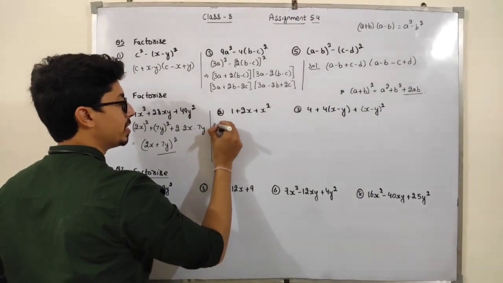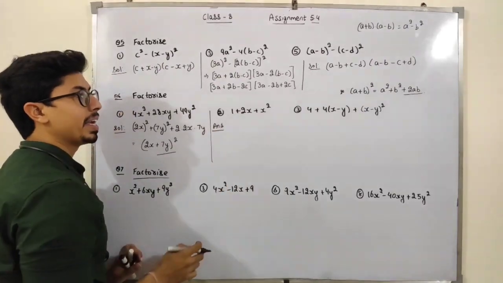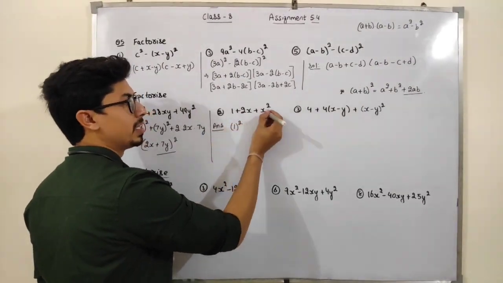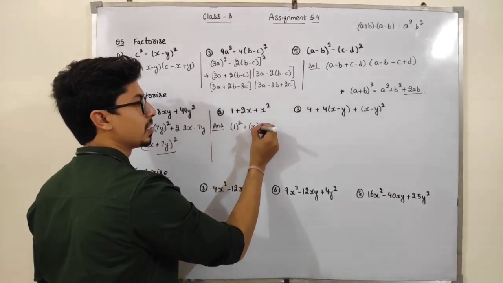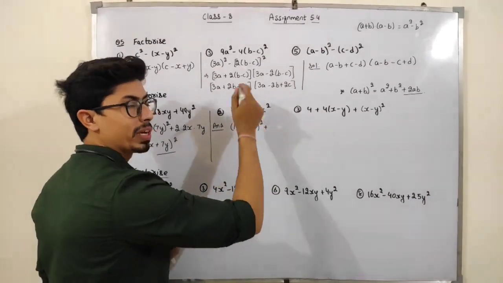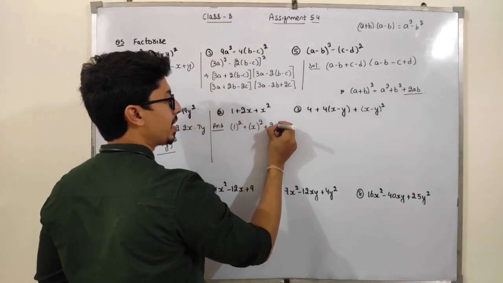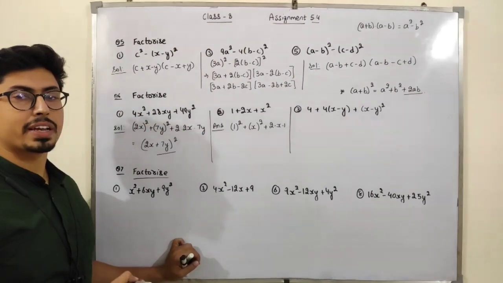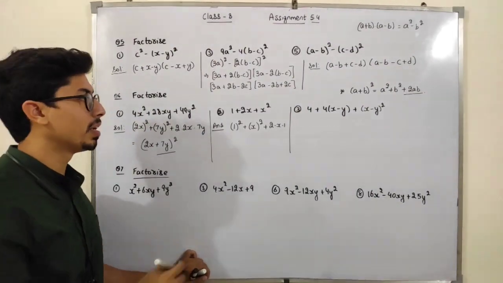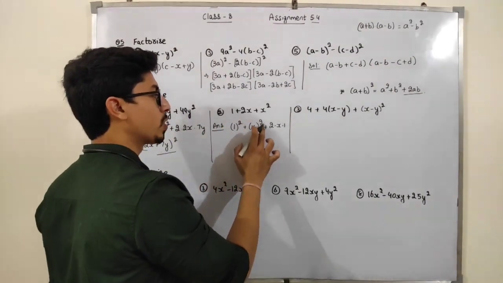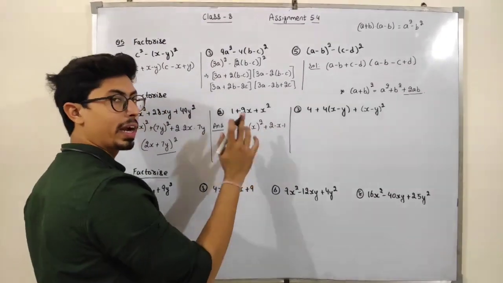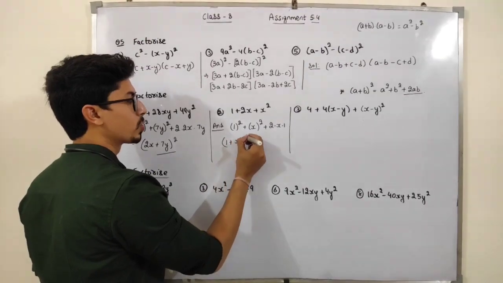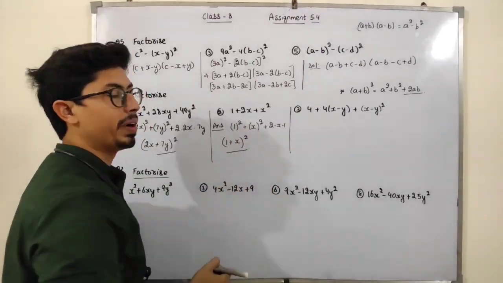Now in this part, students, again, see, I can write 1 as 1 square. This x square is as it is. This 2x I can write as 2 into x into 1. A square plus b square plus 2ab. So this will be a plus b whole square. So this is our required answer.